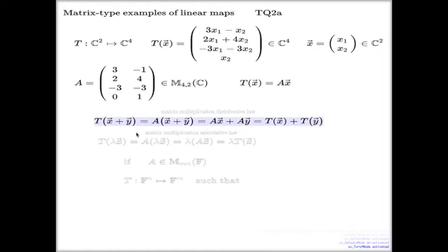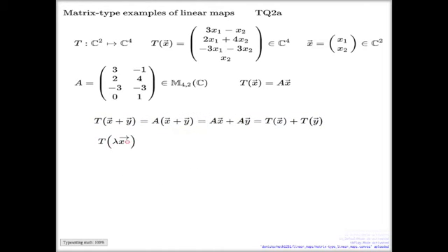The same check works for the requirement B. If I test T on lambda x, I use the formula. I put the brackets here to emphasize the order of operations. And then I can refer back to the knowledge of matrix multiplication from first semester. I know that the scalar here can be taken out like this. And that finishes the second requirement for the linear map.